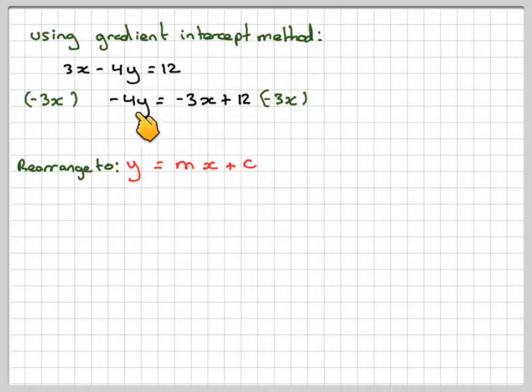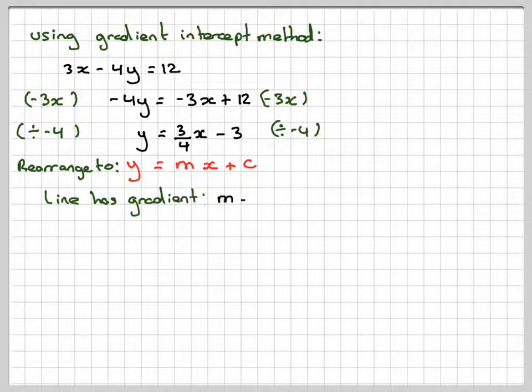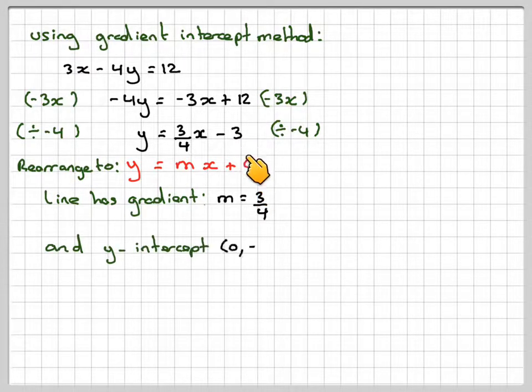Now what I'm going to do is divide both sides by minus 4. So dividing by minus 4, we get that y is going to be equal to, now minus 3 divided by minus 4 makes 3 over 4. And leave it as a fraction. And then 12 divided by minus 4 is minus 3. So that now means that m is 3 over 4. So the gradient is 3 over 4, and the y-intercept will have coordinates (0, minus 3).